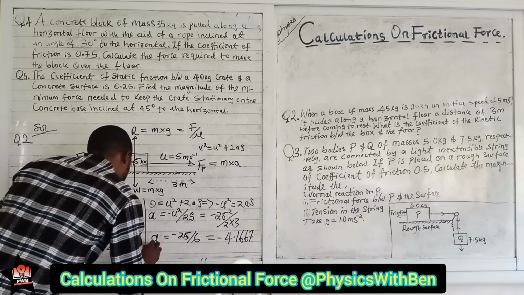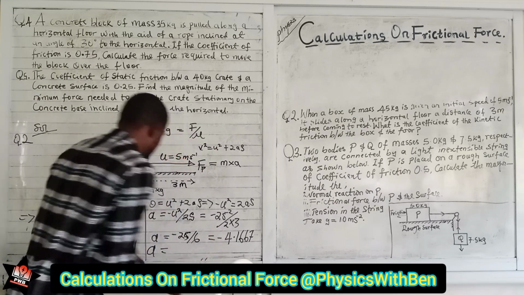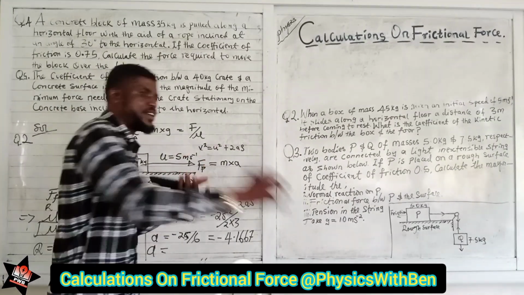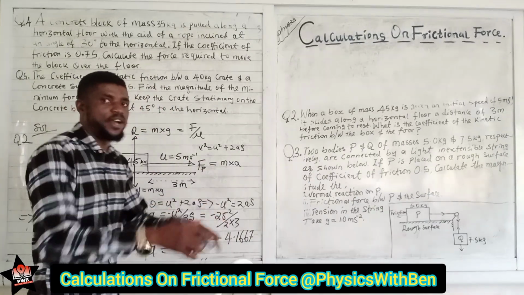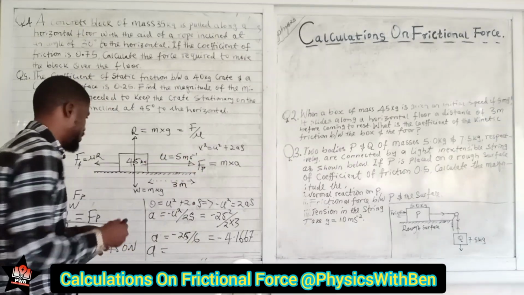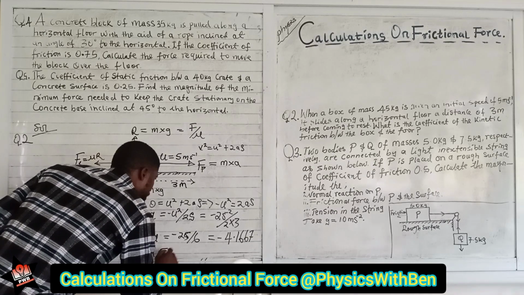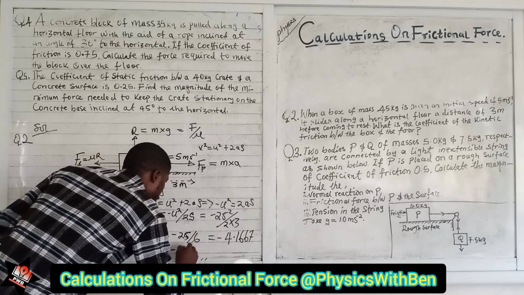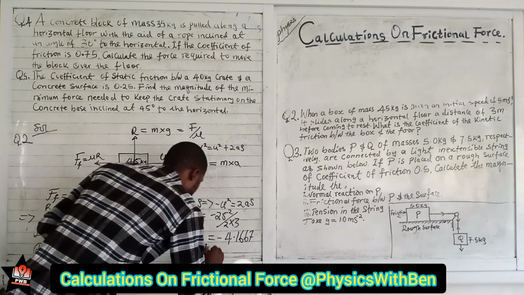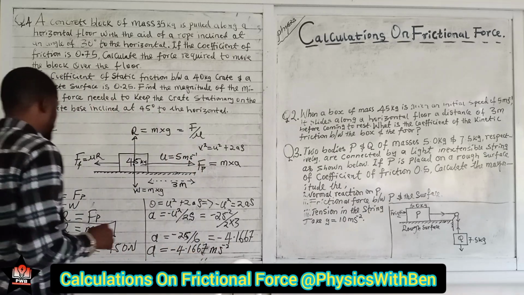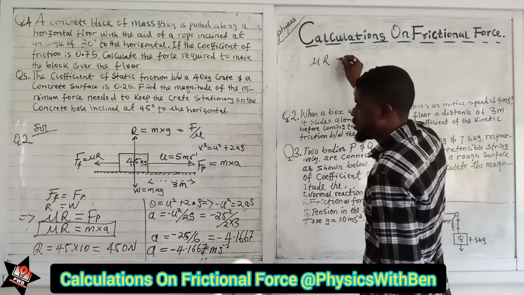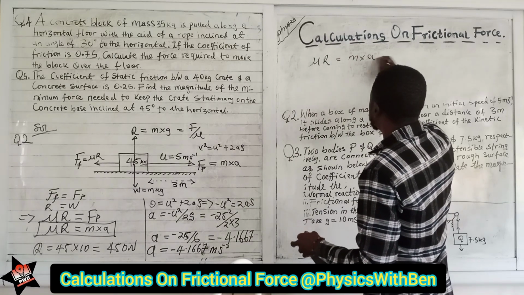So we have 25 divided by 6, and that will give us minus 4.1667. So our acceleration, this minus sign indicates that this is not actually an acceleration but deceleration. The body was moving and then it decelerated because of the effect of friction, and then it slows down finally. So we write that our deceleration is given to be minus 4.1667 meters per second squared. So having written that, we're going to write that our mu R is equal to mass times acceleration.